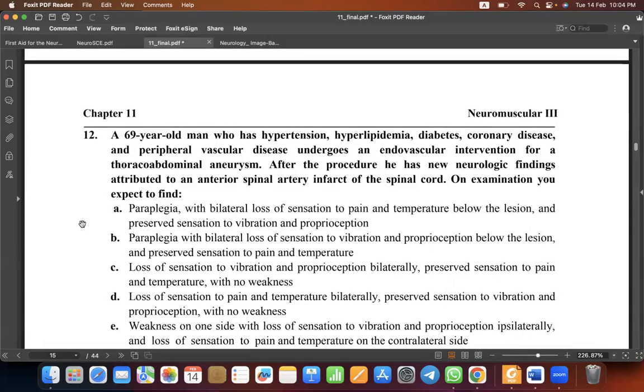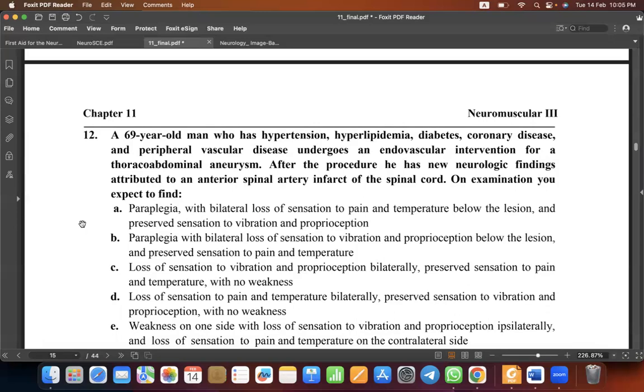There will be paraplegia involving the sensation of pain and temperature. It's an anterior spinal artery, right? With preserved sensation of the vibration and proprioception. Okay, that could be a possibility. Paraplegia, bilateral loss of sensation of vibration and proprioception. It's anterior spinal artery, so B will be absolutely wrong.